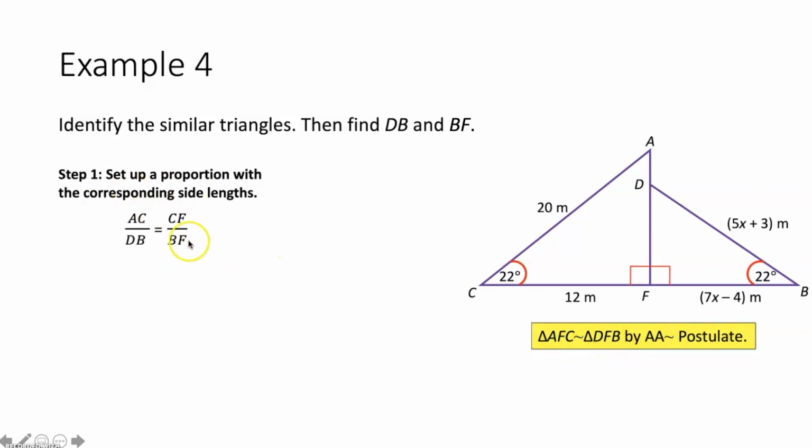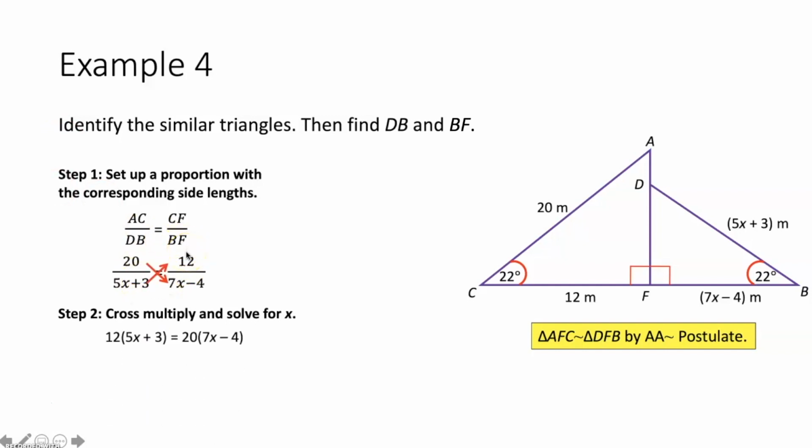Now that we have our proportion, we can plug in what each of those measures are equal to over here, and now we have a proportion that we can solve for x. So how do we solve a proportion like this? We're going to cross multiply. We're going to use the cross product property, which means we multiply across and set the two products equal to one another so we can solve for x.